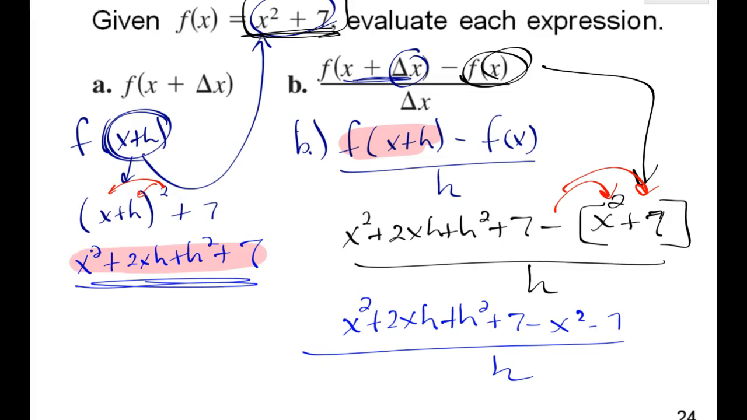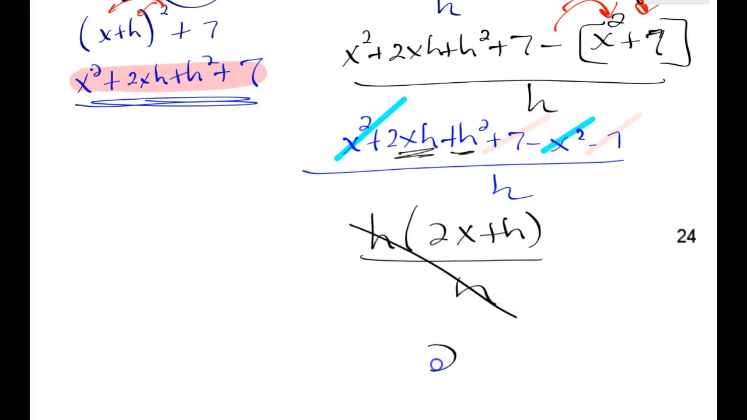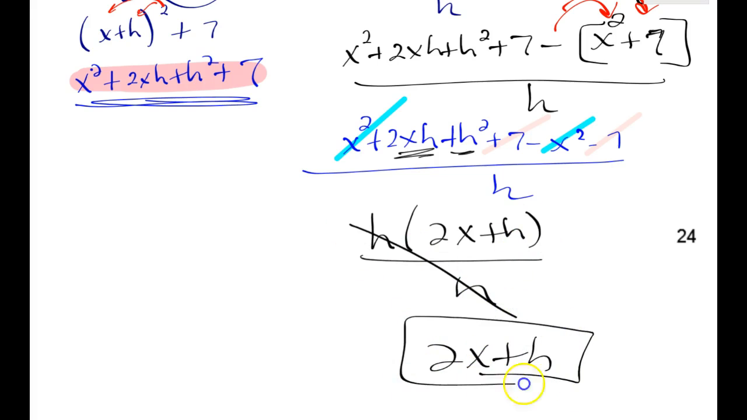And if you've done this carefully and correctly, some nice things should cancel. Looks like the 7s are gone and the x squareds are gone. And then from the numerator, I can factor out an h. So pulling out an h from these two terms, I have a 2x plus h left. And I can cancel the h's, leaving me with 2x plus h.